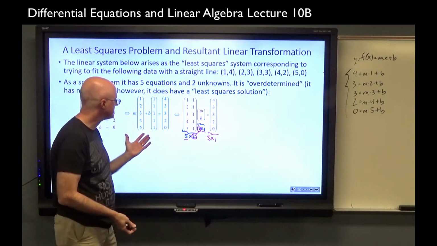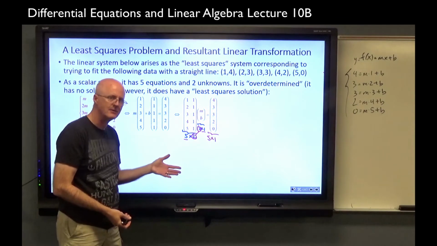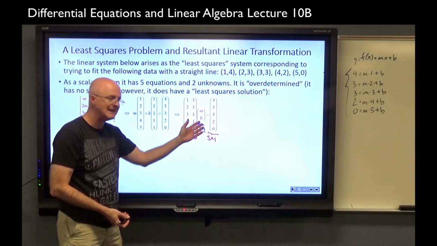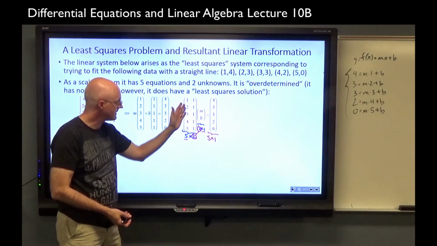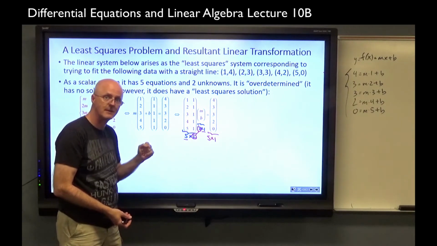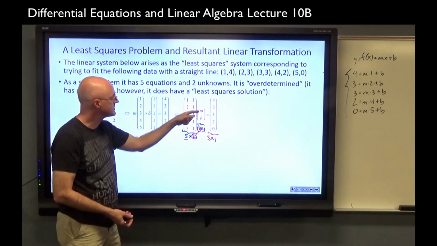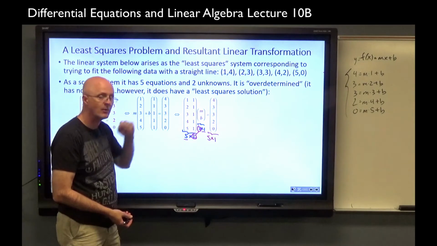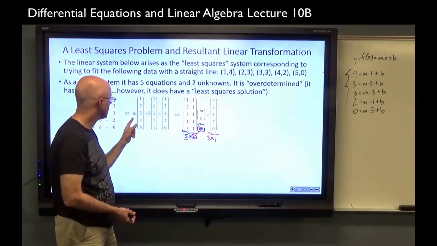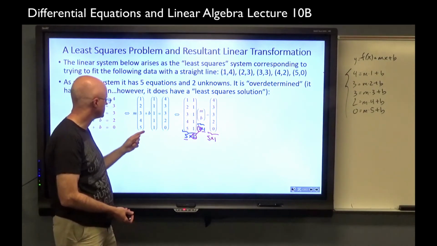Why did these correspond to each other? It was the definition of matrix times a vector. A matrix times a vector, when you can actually do it, is a linear combination of the columns of the matrix with the coefficients, or the components of the vector, as the weights. So we get m times the first column plus b times the second column, which is what you see over here.